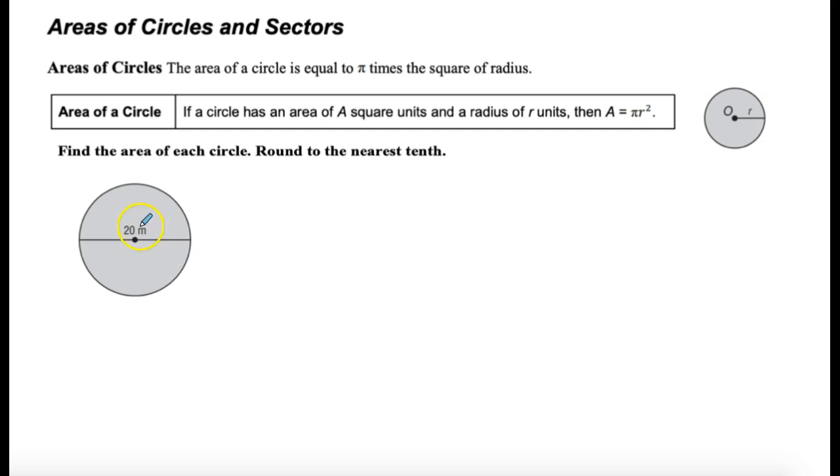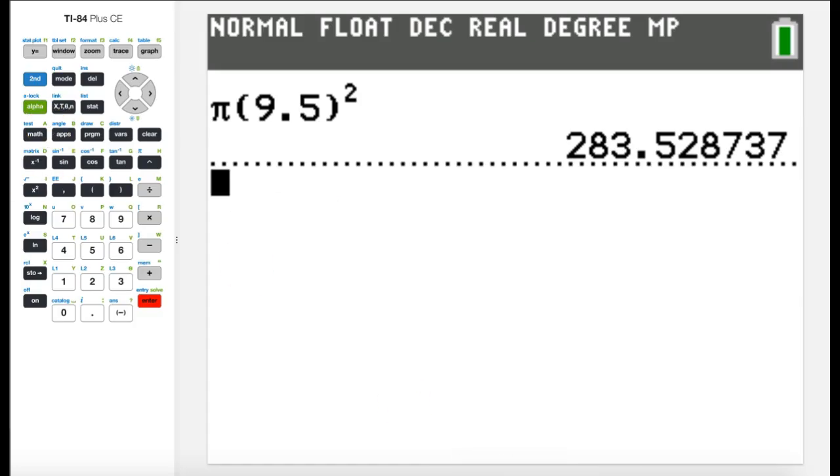Now on this one, we are given the diameter. Okay, remember, whenever we're using this formula, we need the radius. So we know that the radius is exactly half the diameter. The diameter is this whole distance. The radius is just the distance from the center to the edge of the circle. So here, if the diameter is 20, the radius is going to be 10. So then, my area will be pi times 10 squared, and we can plug that into the calculator.